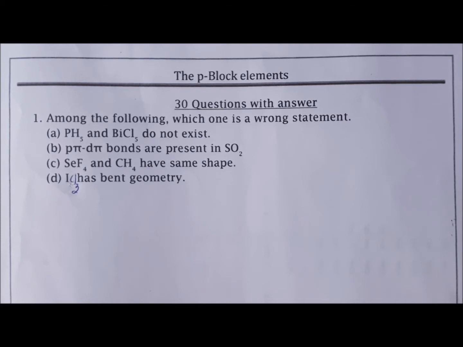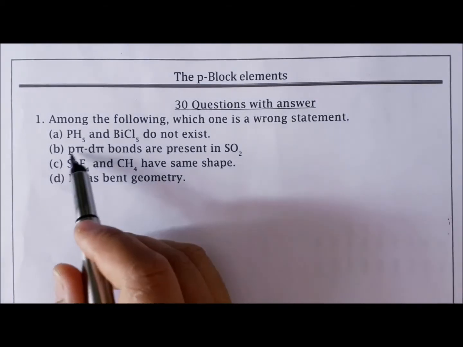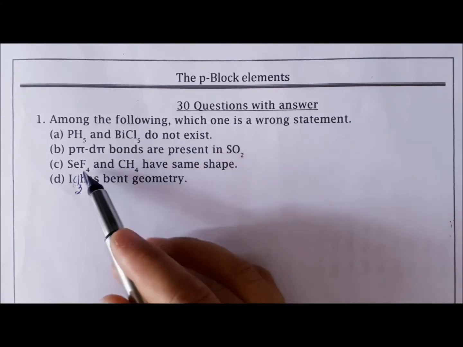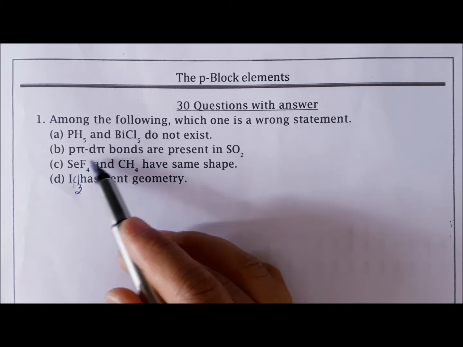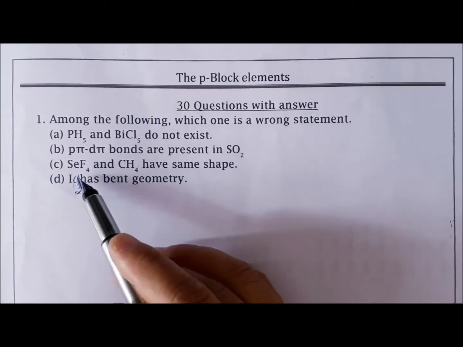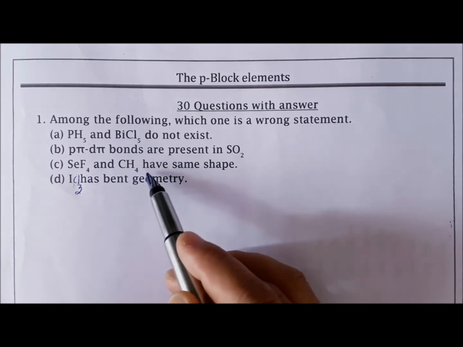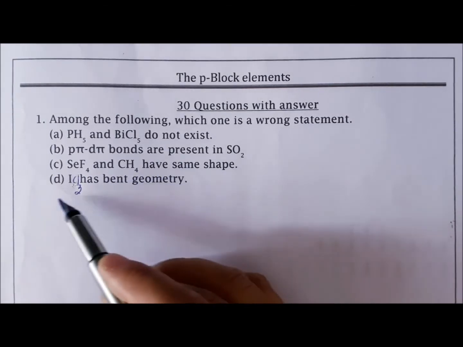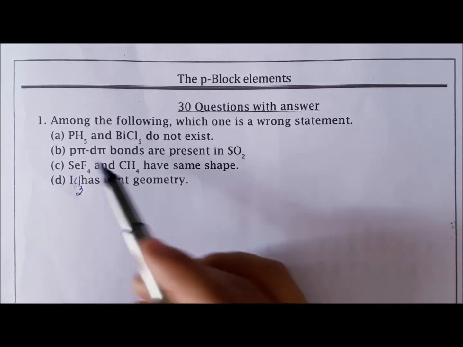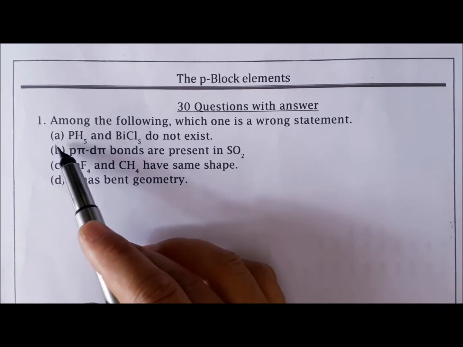Among the following, which one is a wrong statement? A. PH5 and BiCl5 do not exist. B. P-pi D-pi bonds are present in SO2. C. SeF4 and CH4 have the same shape. D. ICl3 has bent geometry. So first start with A.